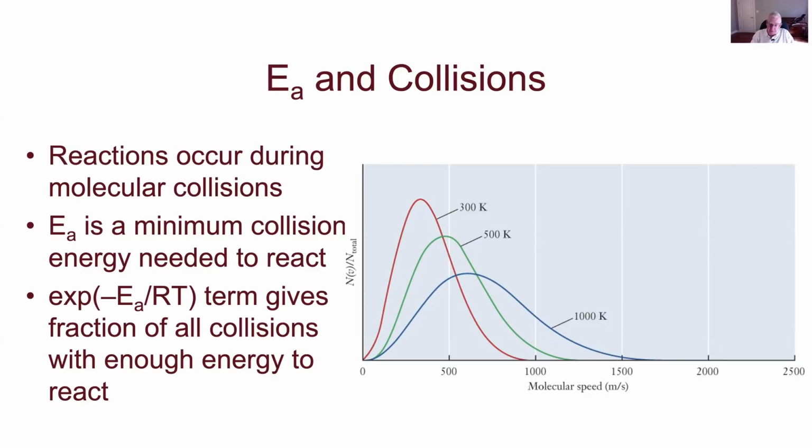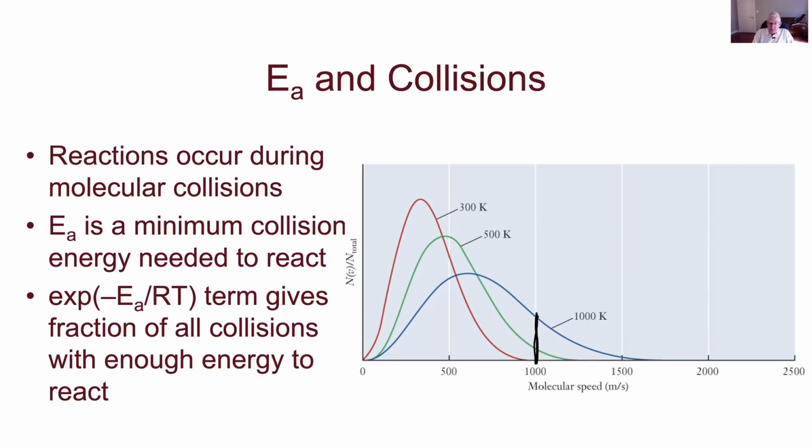Suppose the energy it takes to do a particular reaction corresponds to having this molecule move at 1,000 meters per second. In the red plot, if I'm at 300 Kelvin, I have almost no molecules moving that fast. So my reaction will be very slow.